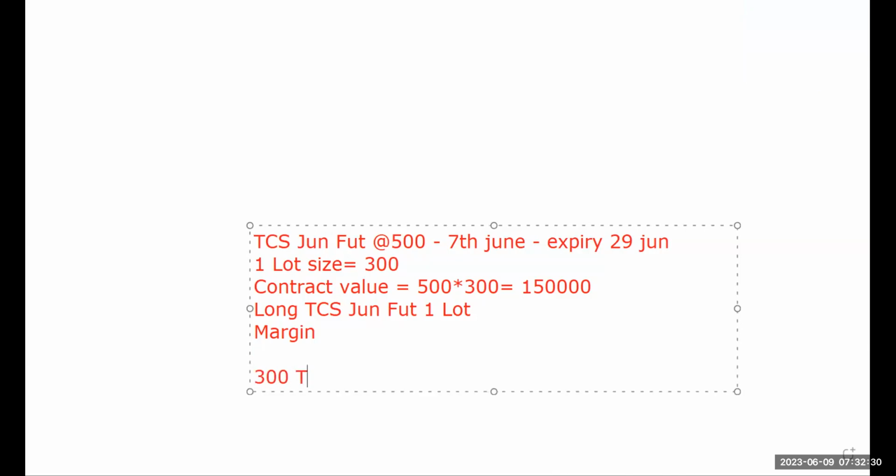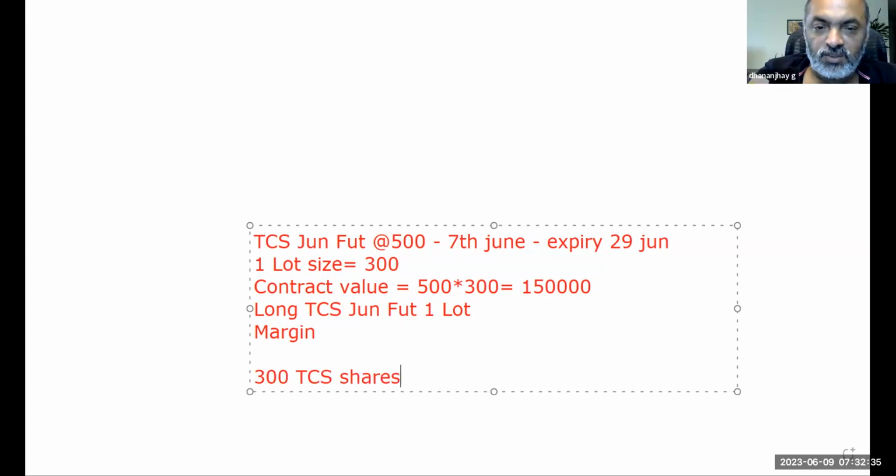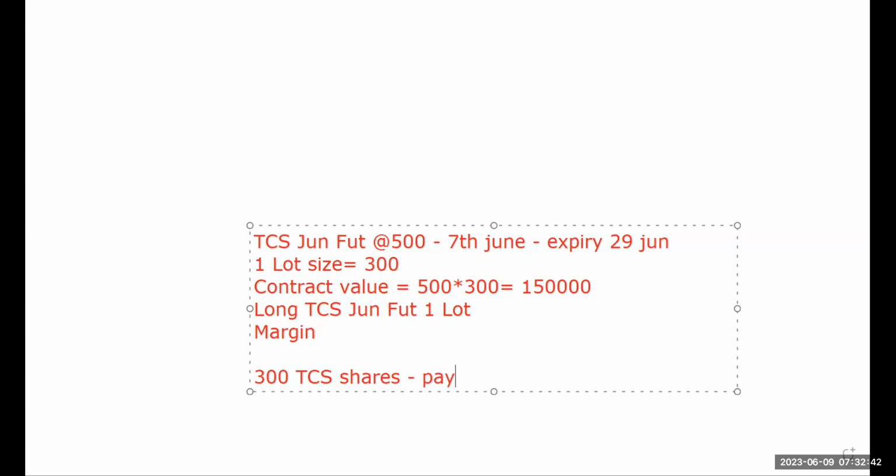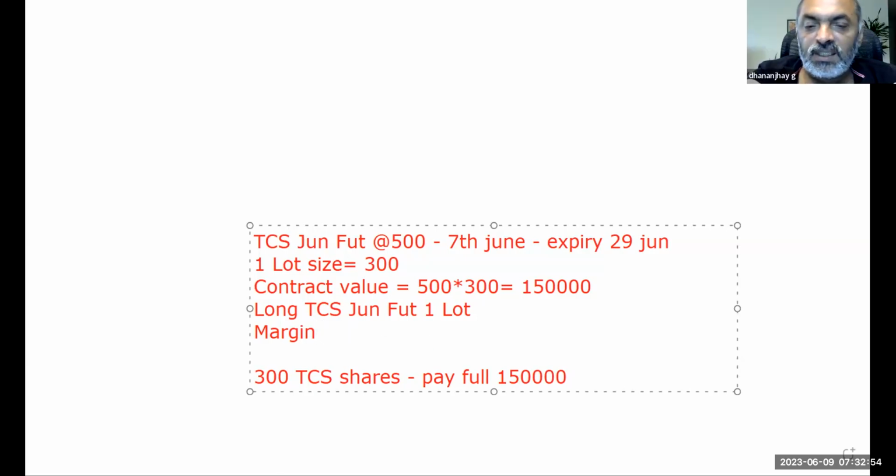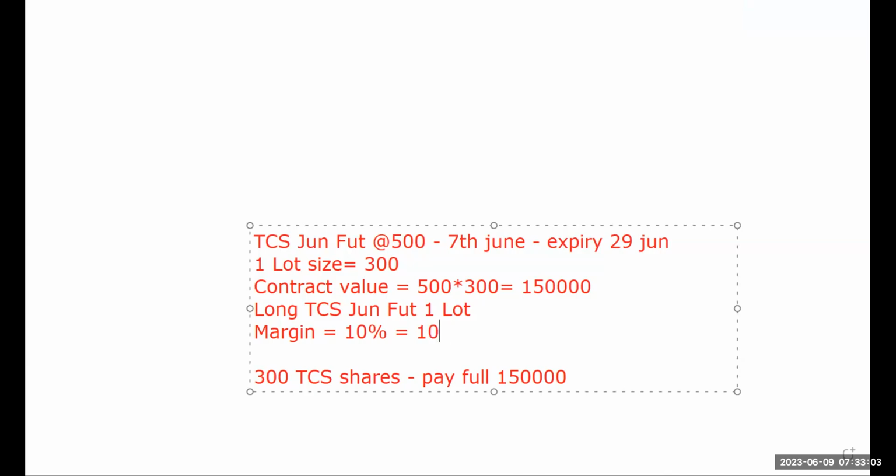Sir, at that time we have to pay the current market price of the shares. Assume 500 rupees only. Then for 300 shares, I have to pay the full amount of 1,50,000. Now, in futures, say the exchange says that you pay 10% margin. So how much do I have to pay? 15,000.